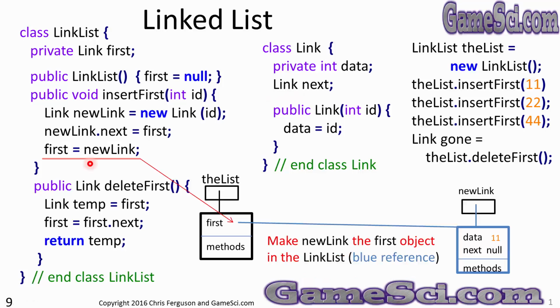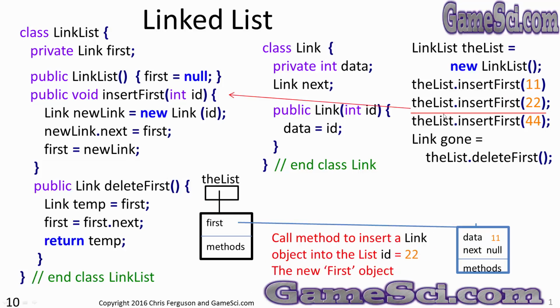Now we're going to say first equals new link. We're going to assign the first variable over to the new link variable. I want first to point to the same object as new link points to. Now, both of these blue lines are references to link objects, and all I'm doing is moving the reference from new link over to the reference first. So first references the exact same object as new link. As the name implies, look at the name of the method we called, insert first. We want to make this object that we're inserting the first object in the link list.